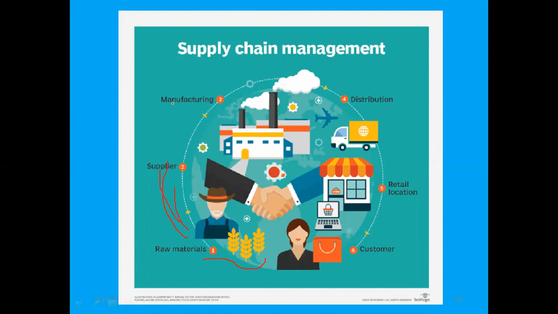From the supplier, where is it passing to? Obviously it is passing to the manufacturing industries, right? From the manufacturing industries, where is it going? It is going to the distribution setup. From the distribution setup it is going to the retail location. From the retail location finally it is going to the customer's hand. So that is nothing but supply chain management.